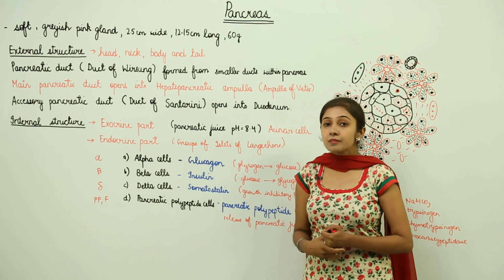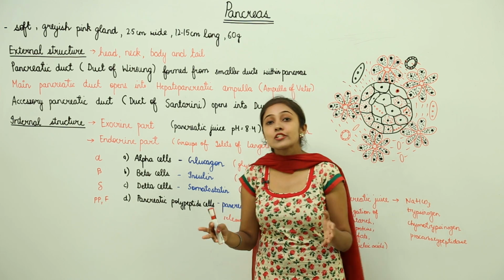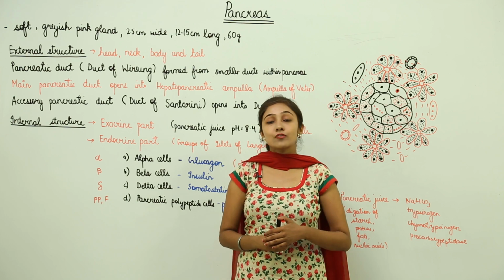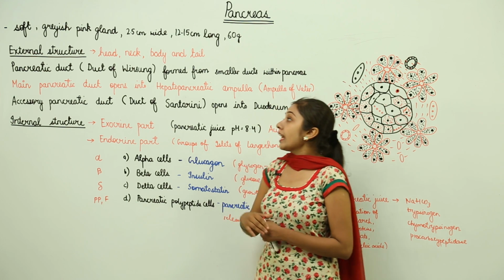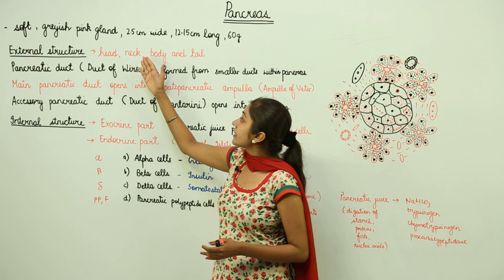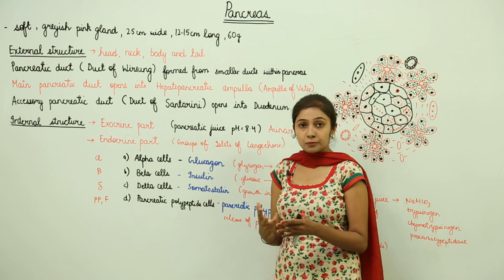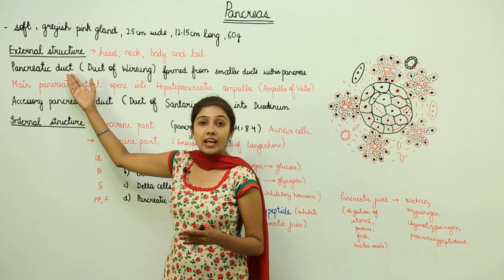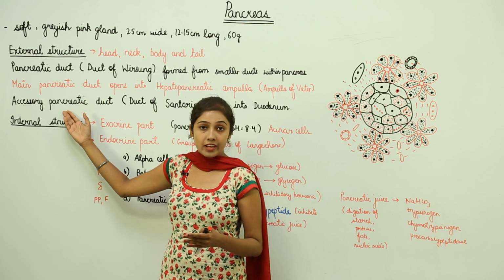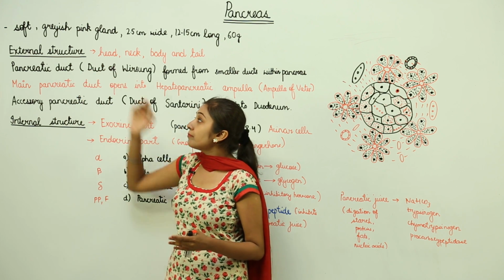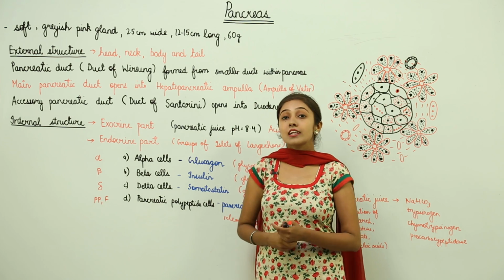We will be discussing the pancreas based on the external structure and the internal structure. Let's first discuss the external structure. The external structure is divided into head, neck, body and tail, right? There are two ducts. We have the main pancreatic duct and we have an accessory pancreatic duct. The main pancreatic duct is also known as the duct of Wirsung.